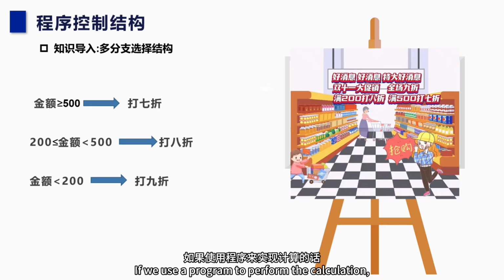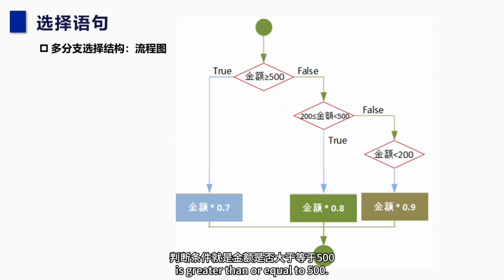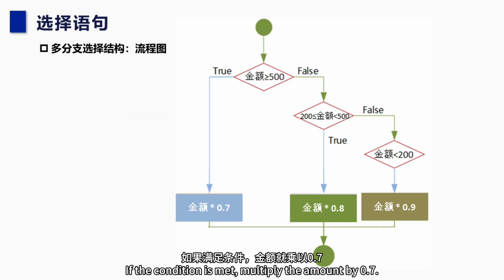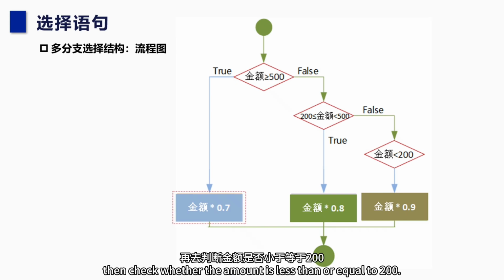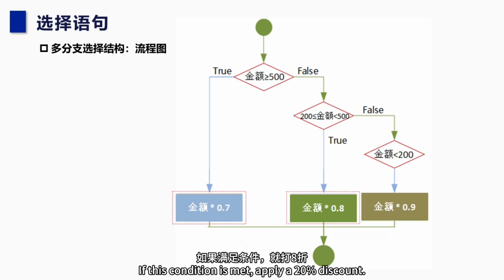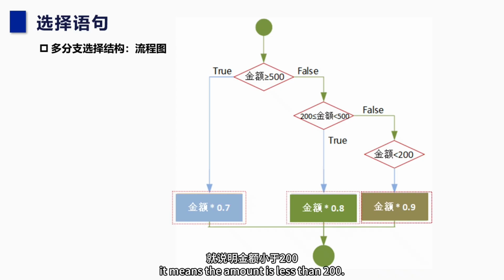If we use a program to perform the calculation, the condition to check is whether the amount is greater than or equal to 500. If the condition is met, multiply the amount by 0.7. If the condition is not met, then check whether the amount is greater than or equal to 200. If this condition is met, apply a 20% discount. Multiply the amount by 0.8. If neither condition is met, it means the amount is less than 200. In this case, apply a 10% discount. Multiply the amount by 0.9.